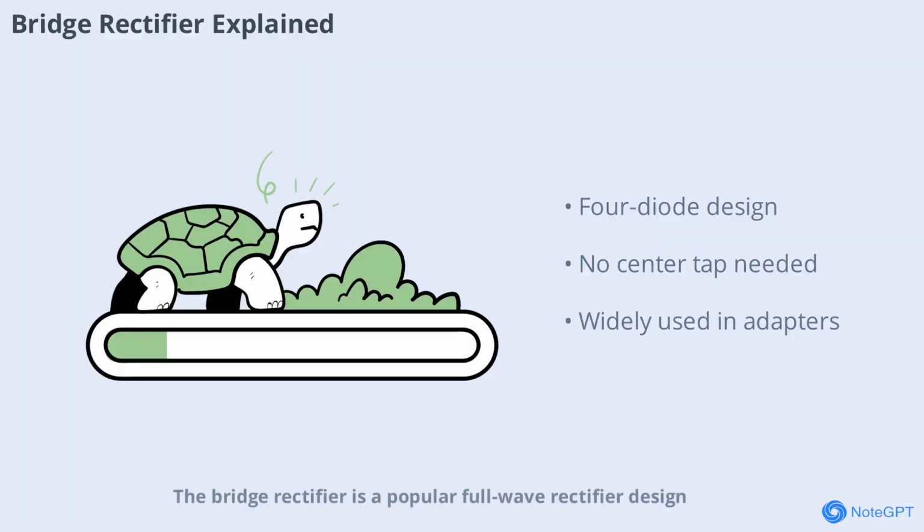The bridge rectifier is a popular full-wave rectifier design that uses four diodes arranged in a bridge configuration. This setup eliminates the need for a center tap transformer, making it more compact and cost-effective. The bridge rectifier efficiently converts the entire AC input into DC output, providing a steady and reliable power source for many electronic circuits. Its widespread use in power adapters and chargers highlights its importance in everyday electronics.